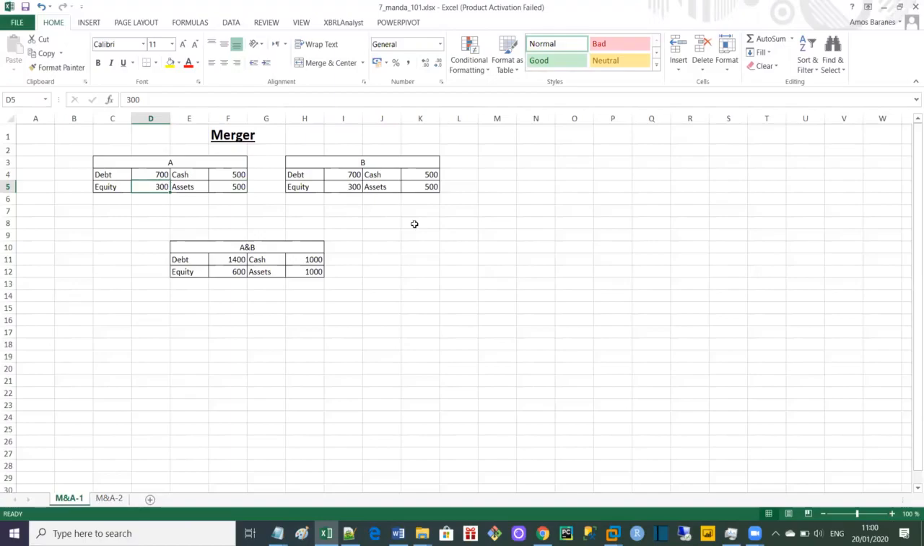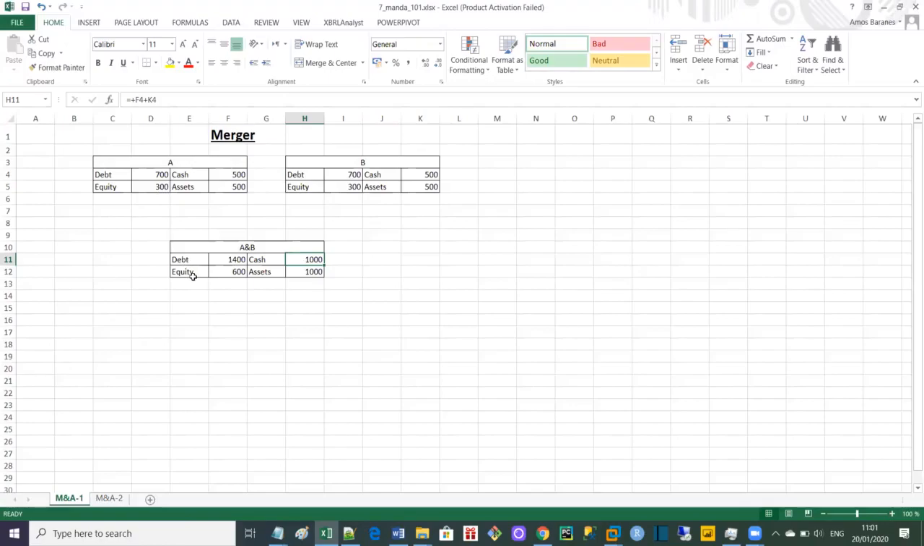What happens in a merger? In a merger, you just collect all the assets, collect all the debt, and collect all the equity, and you get consolidated financial statements. And that's what we have here. So how did we get to the 1,000? It's simply the sum of the cash and the sum of the assets, and the sum of the liability is 700. And then the equity becomes 600.